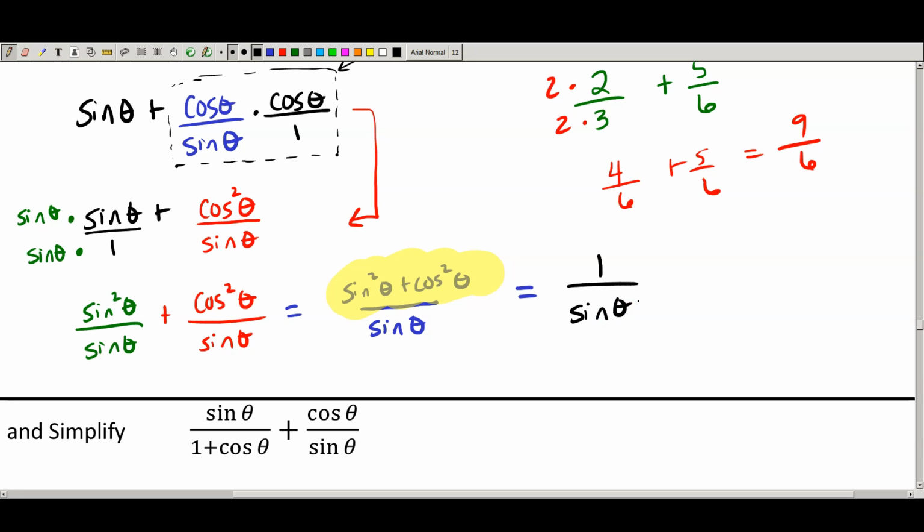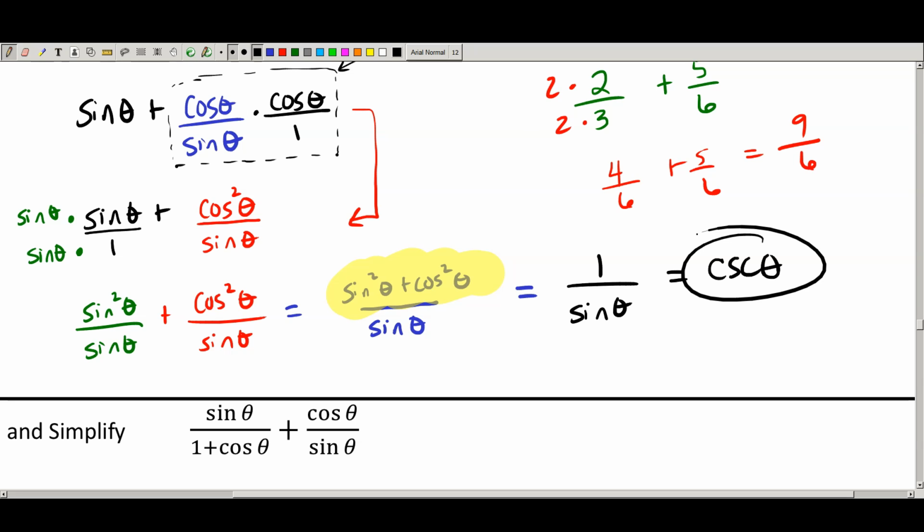That's all it is. If we want to take that a step further and we don't want to have any fractions, you could say your answer is 1 over sine theta, but what is 1 over sine theta? Well, you could say, well, that is cosecant theta. So my answer here, and this is a clear case where this really breaks down.